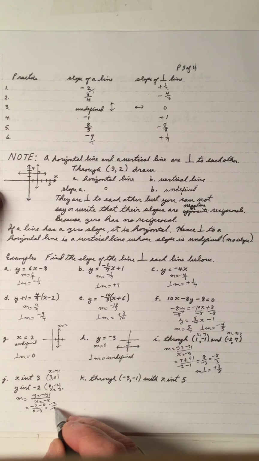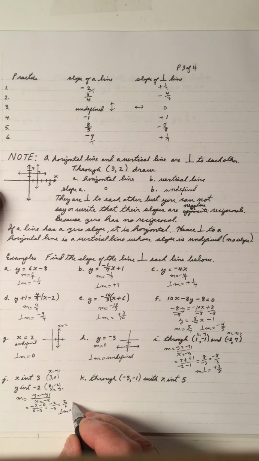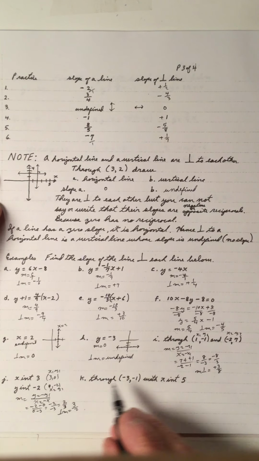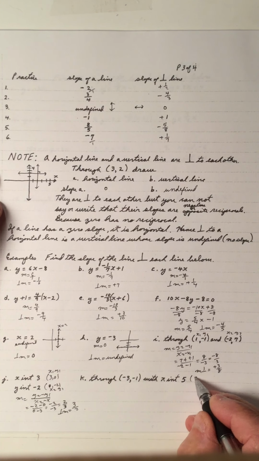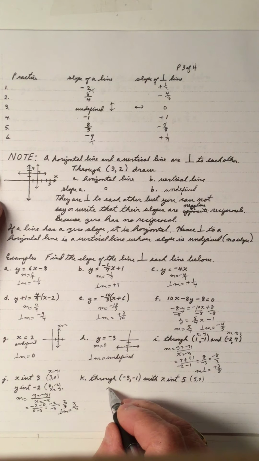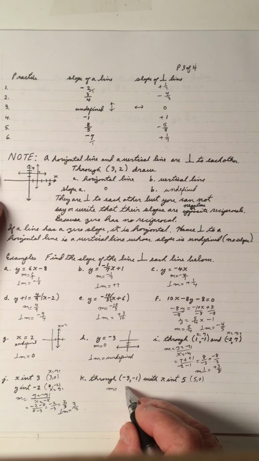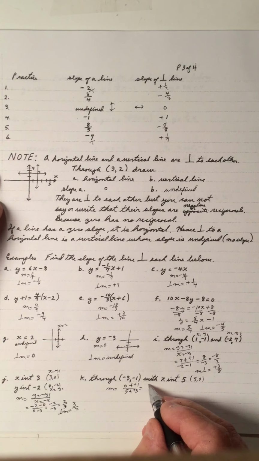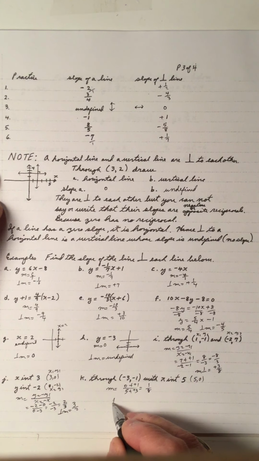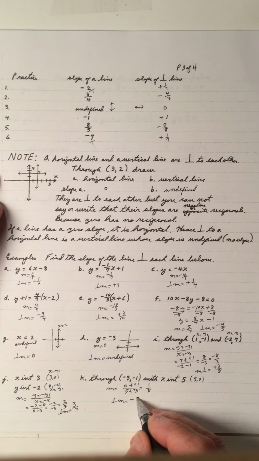Negative 2 over negative 3, so the slope is 2/3. So the perpendicular slope is 3 over 2. And the line k goes through this point with an x-intercept, so the x-intercept is 5, so that's the point (5, 0). And the slope of this line is y2, which is 0 minus negative 1, over 5 minus negative 3. So that's double negatives, so that's a 1 and that's an 8. So the perpendicular slope is negative 8.